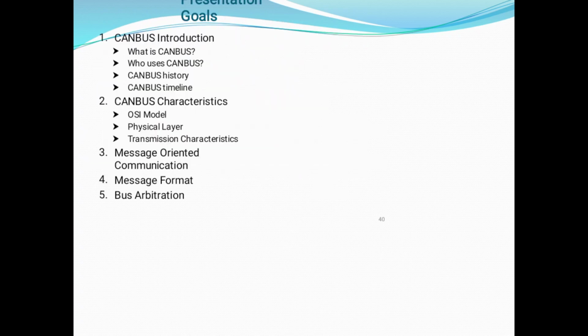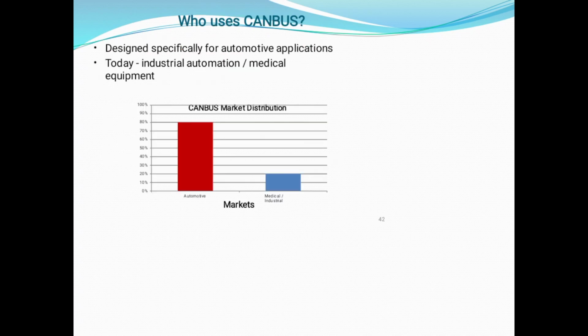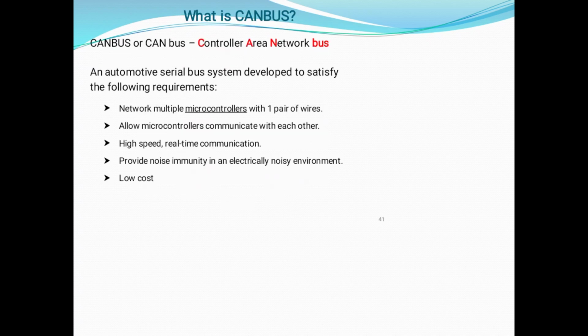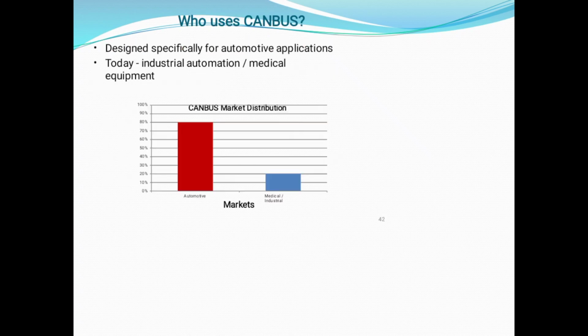Introduction to CAN bus. The presentation goals: introduce CAN bus, its characteristics, and message orientation. What is a CAN bus? CAN bus is a network of multiple microcontrollers with one pair of wires that allows microcontrollers to communicate with each other, with high-speed real-time communication, and provides noise immunity in electrically noisy environments.